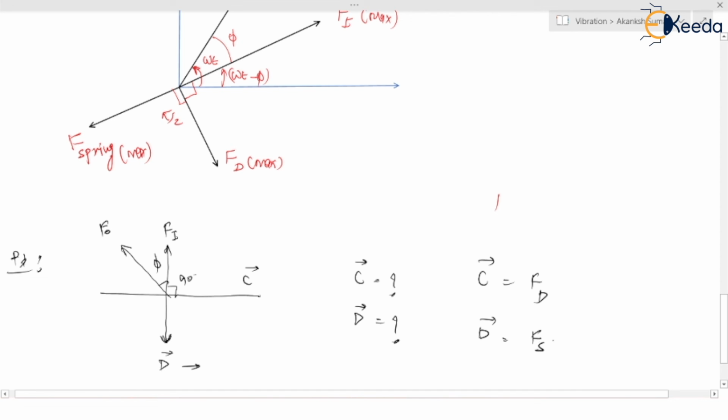I hope you understand how to solve these questions. We have to measure things with respect to the inertia force, because we know that F naught is phi angle ahead of the inertia force. So the inertia force is this line, and if the inertia force is represented by this vertical line, then we know that the damping force is at 90 degrees, but in the opposite direction, that means in the reverse direction. And the spring force is in the opposite direction, that means at a 180-degree angle you can say.